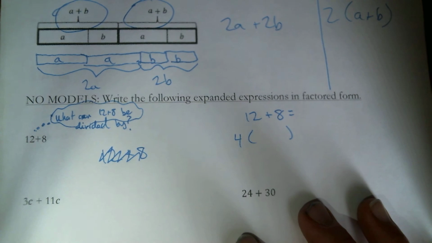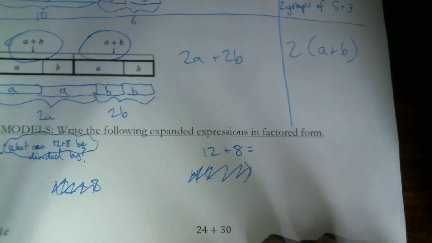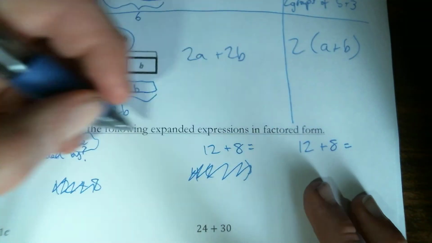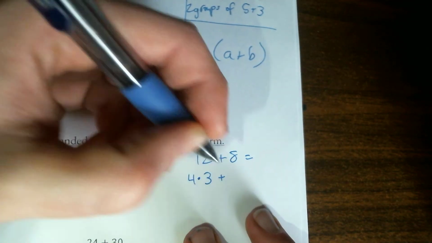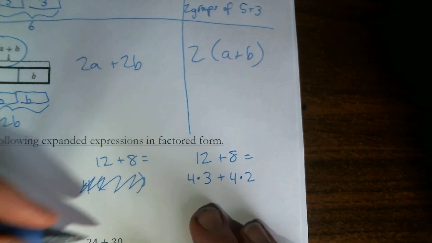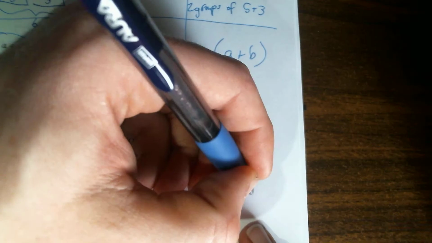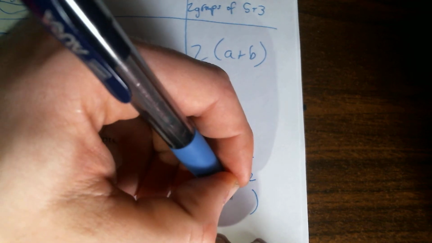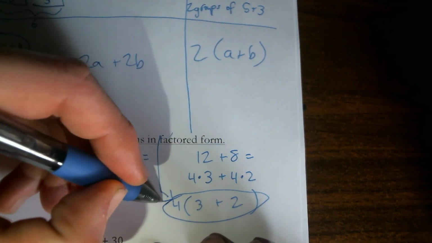To help think about this, I'm actually going to add one more layer of work here. Gosh, if you're erasing a lot, I'm really sorry. I should have planned a little better here. So 12 plus 8. I'm actually going to expand these out. Well, 12, I can write that as 4 times 3. And 8 I can write as 4 times 2. So my common number that I can factor out is 4. I can say 4 groups of 3 and 2. This is what I call my factored form.